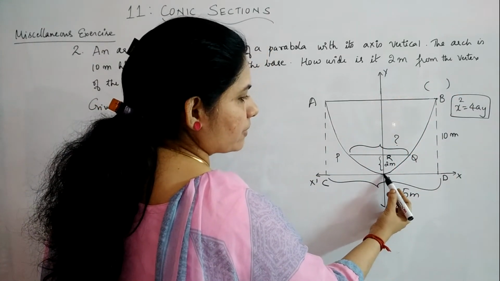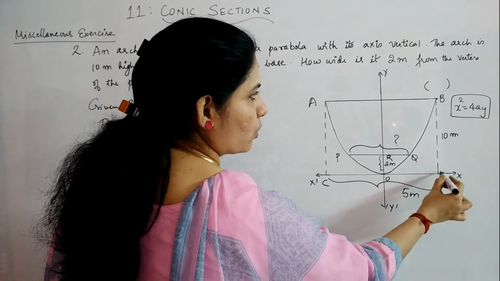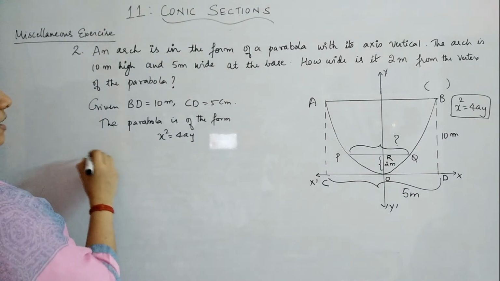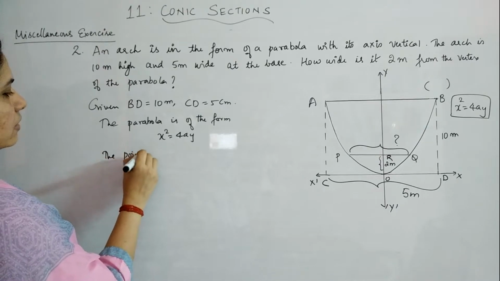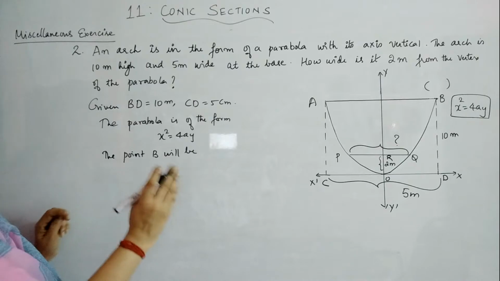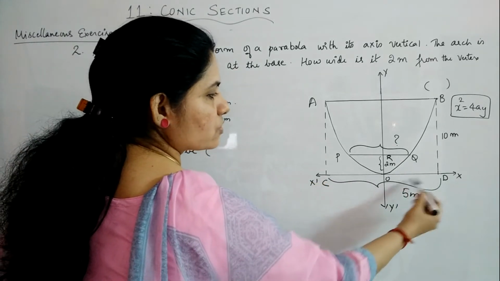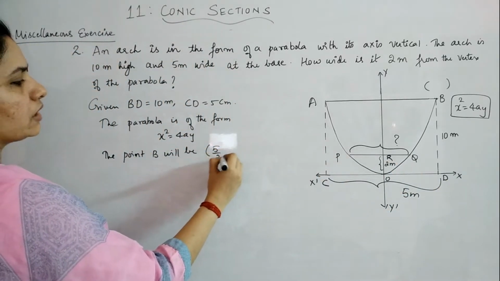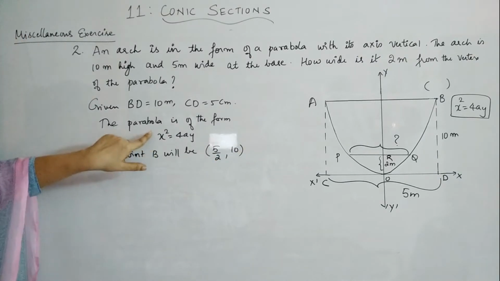It is from here to here, comma, because this is your vertex, this OD, comma, BD will be the coordinates of B. So the coordinates of B will be, what is this distance? Total is 5, so this will give you 5 by 2. OD is 5 by 2, comma, 10. Again, it is a point on the parabola.